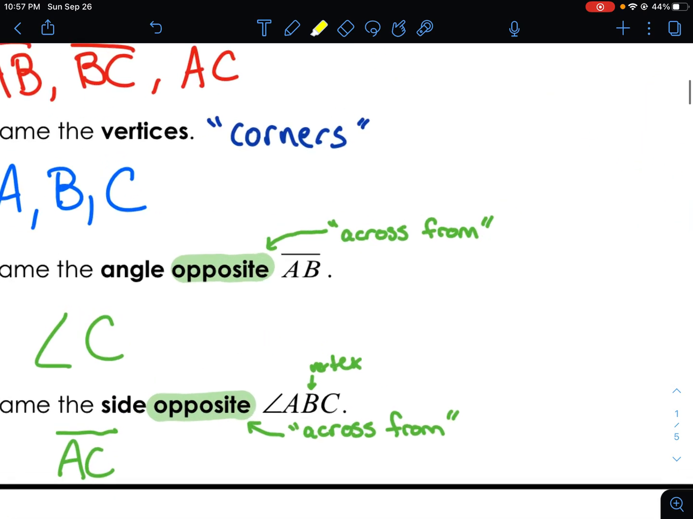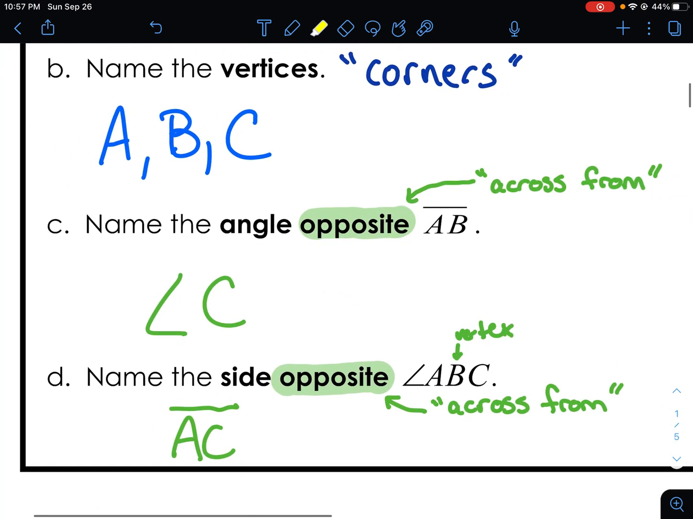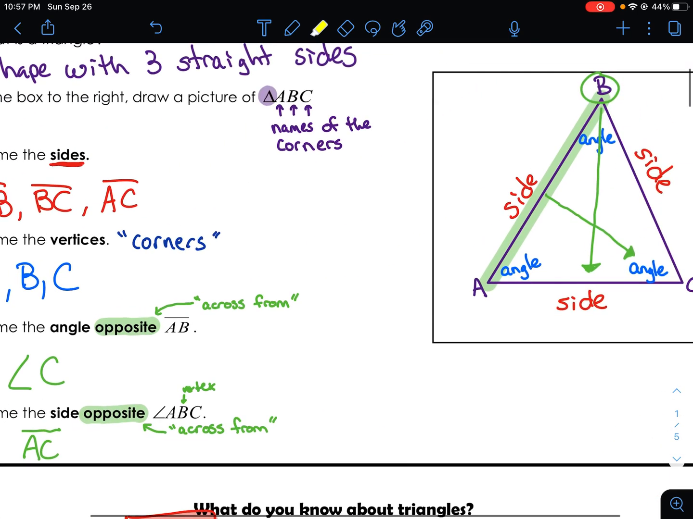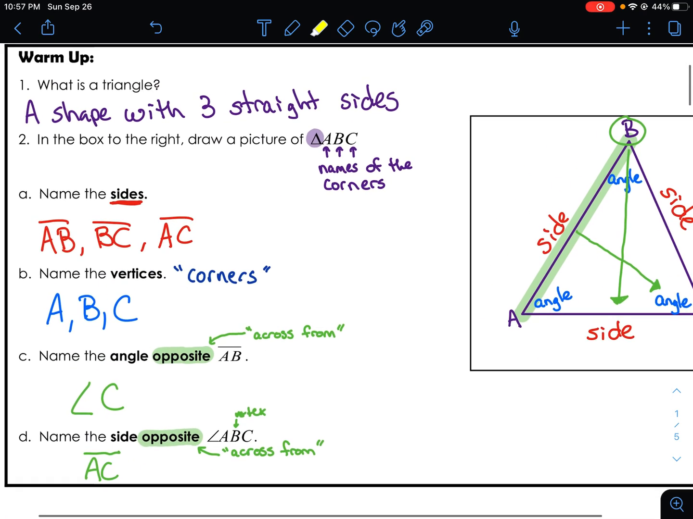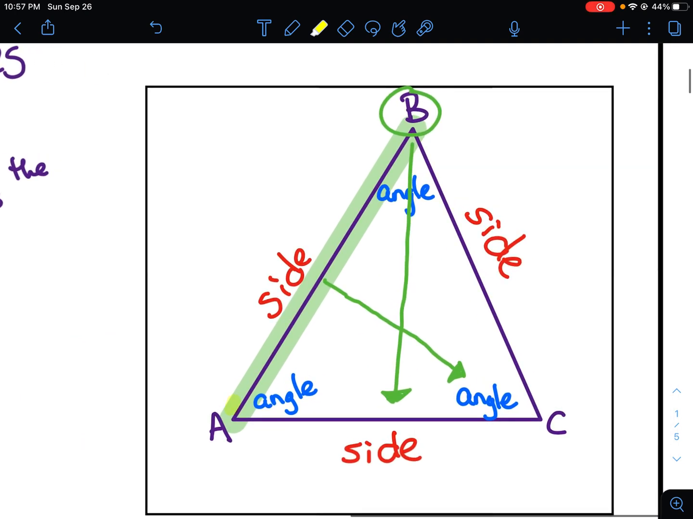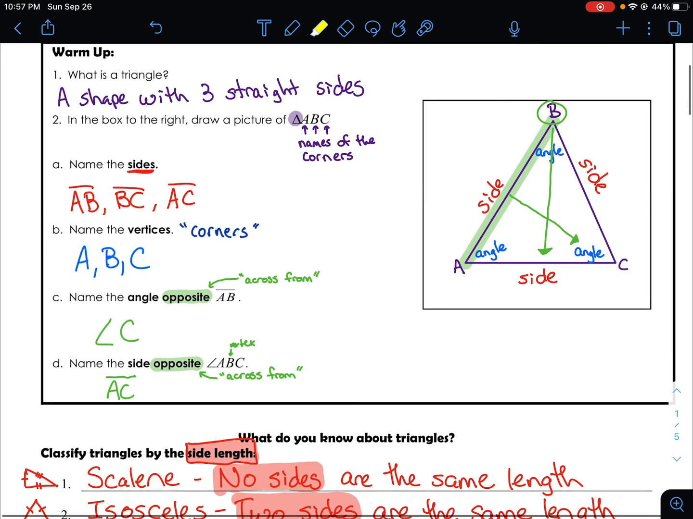Now, example C and D here. C says, name the angle opposite segment AB. Opposite in this case means across from. So if we look at segment AB, we see that's this one right here that's highlighted. So when it says name the angle opposite of that, well, if AB is this side right here, you can see this arrow is drawn here and it's taking us right at angle C. Therefore, angle C is opposite of segment AB.